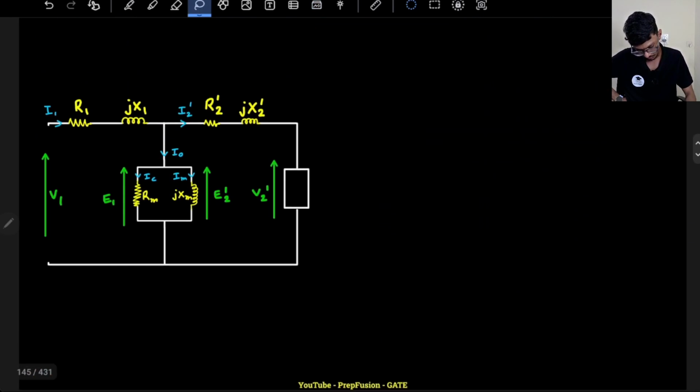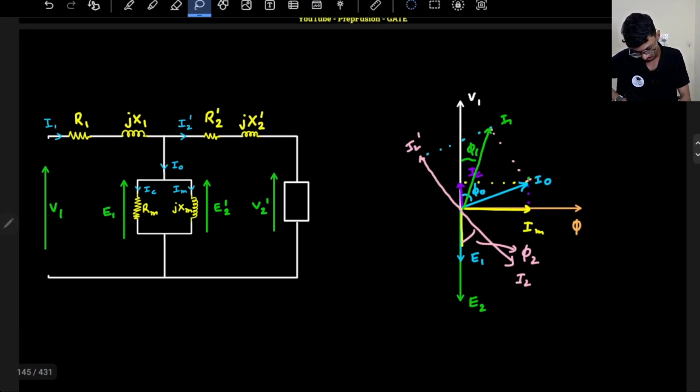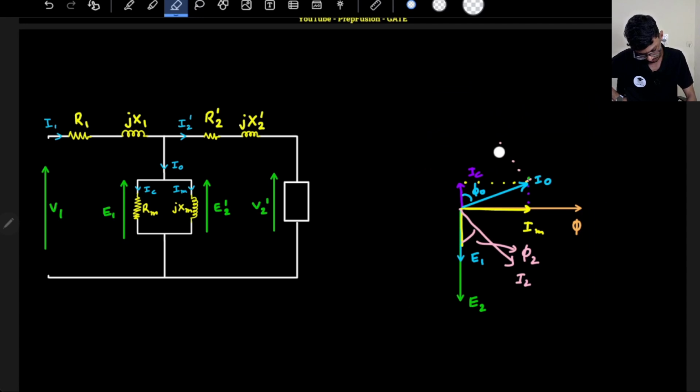So supply voltage actually won't be there. Induced voltage I will start with. Okay, so all this will be gone. This I0 current will be always there. I0 current, Ic current, this will be always there. This I2 I will start.